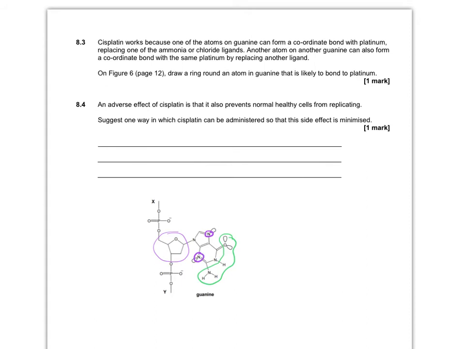An adverse effect of cisplatin is that it also prevents normal healthy cells from replicating. Suggest one way in which cisplatin can be administered so that these side effects are minimised. So there's two things you could do. Use in very small amounts, or you could target the application to the tumour.